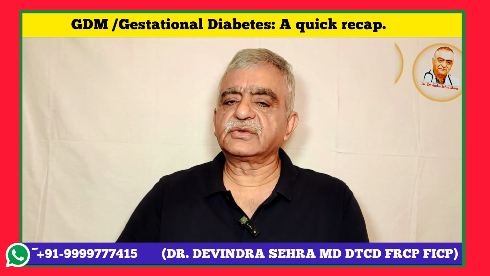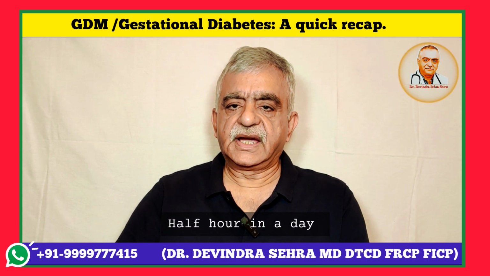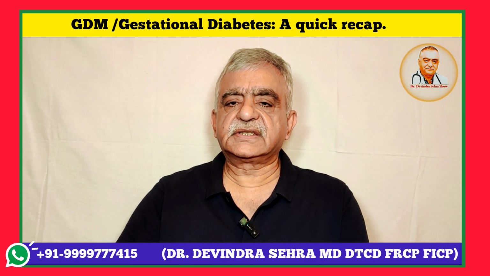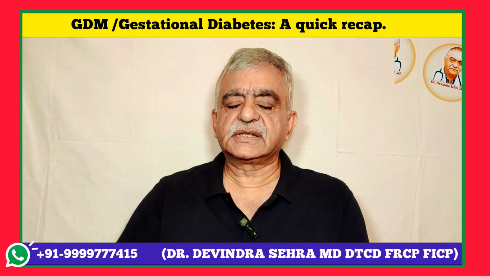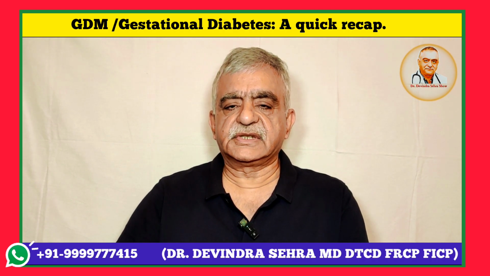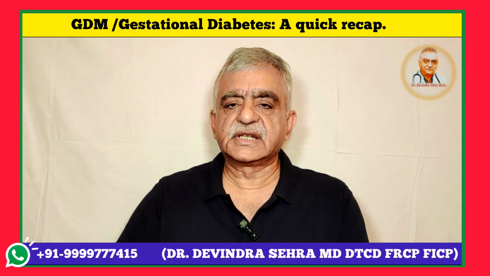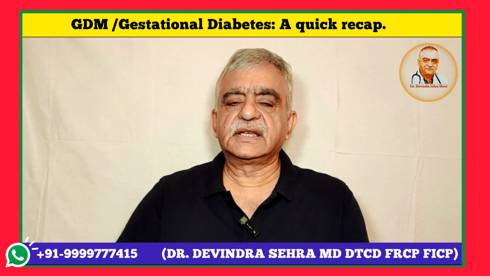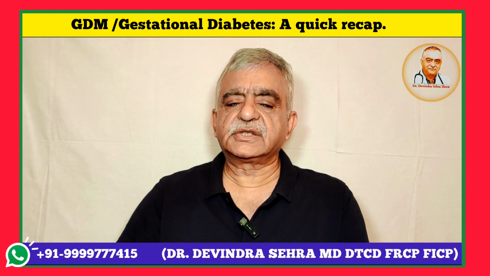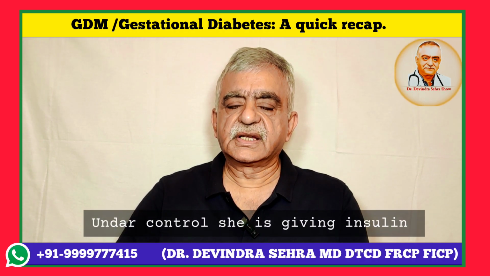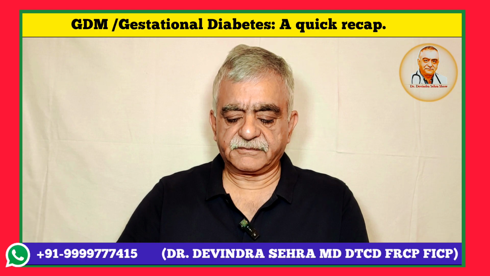Otherwise, she can go for a walk half an hour a day, and then we give her a diet of three small meals interspersed between three major meals, or two small meals interspersed with three major meals. That is 5 meals will help her. And in spite of this, if blood sugar is not under control, then she is given insulin.